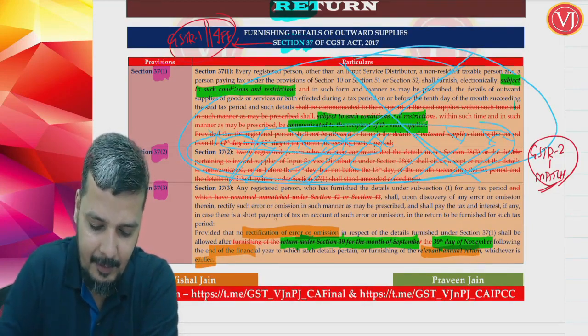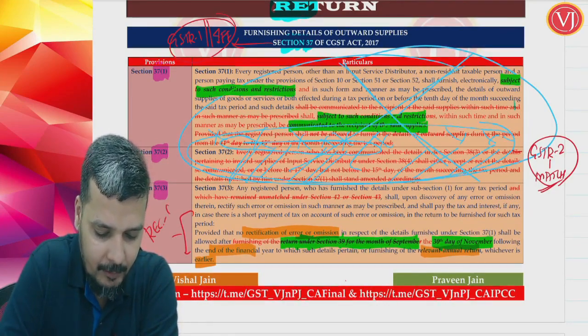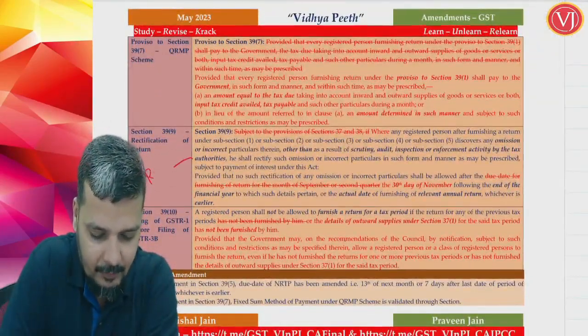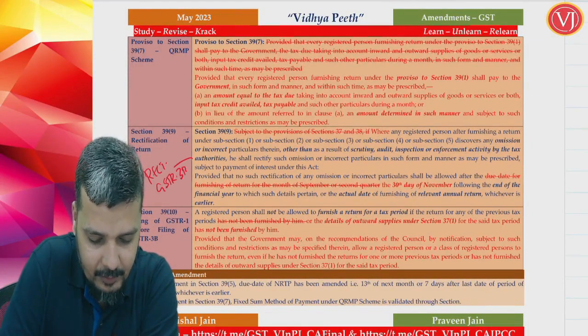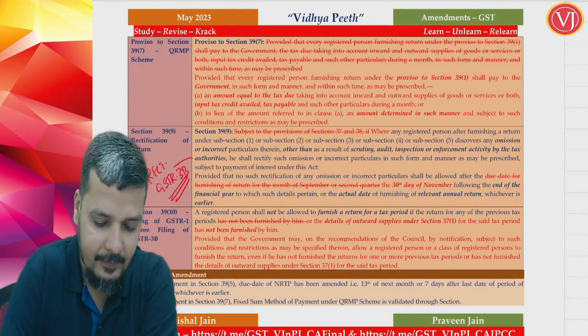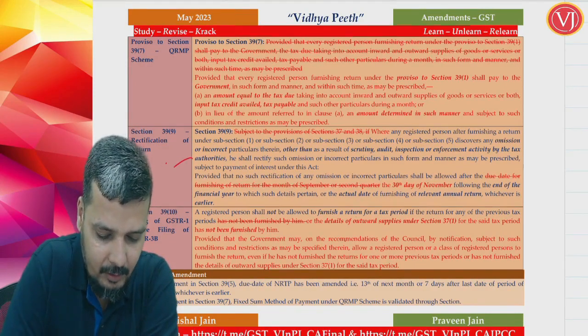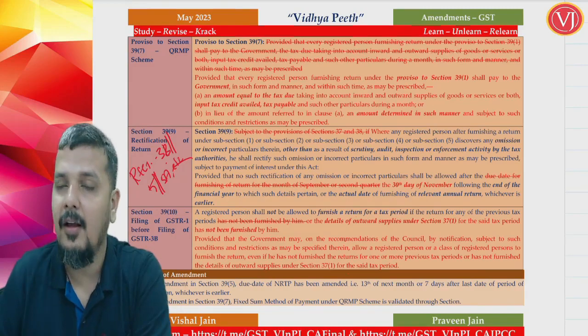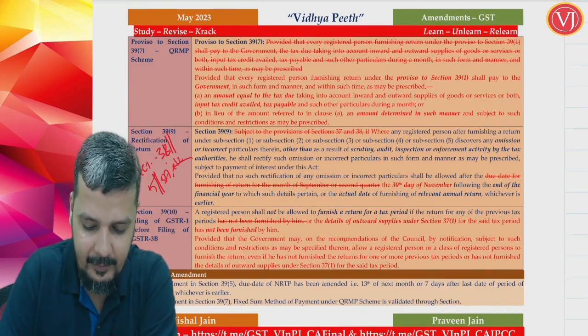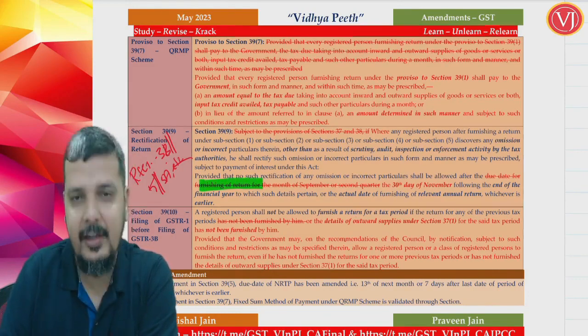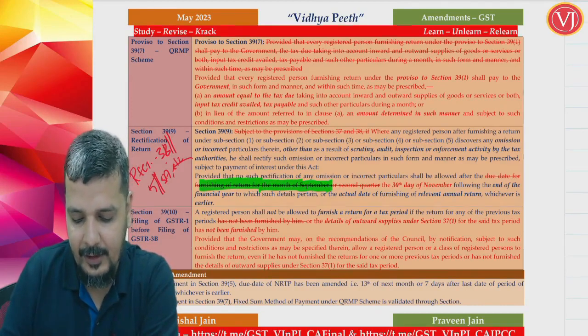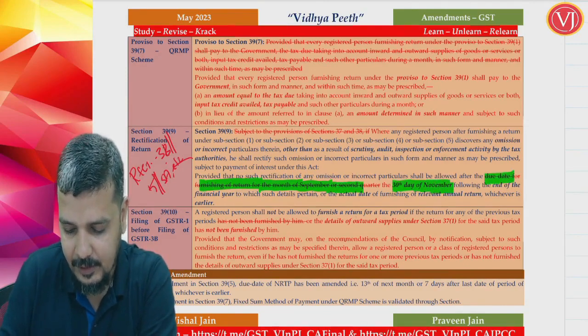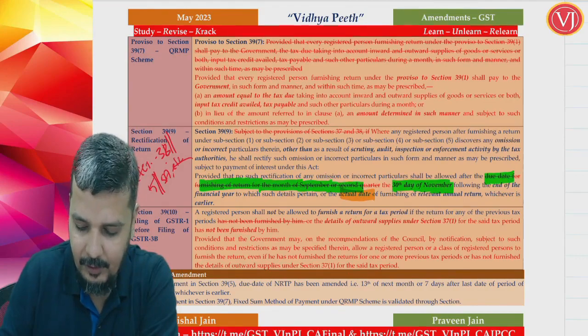You will find the same kind of amendment, the same kind of provision. This is rectification for GSTR1, that is, rectification of error or omission in GSTR1. Likewise, you will find a similar provision for rectification in GSTR 3B, and not only GSTR 3B by the way, but other returns like GSTR 5 or 5A, etc. Rectification in other returns, same language. Previously it was September of the next financial year or the actual date of filing of the annual return of that financial year. Now it has been replaced by 30th of November, or the actual date of annual return of that financial year.